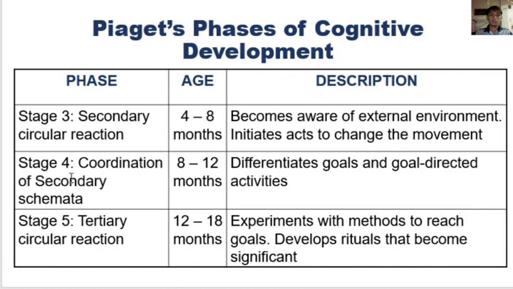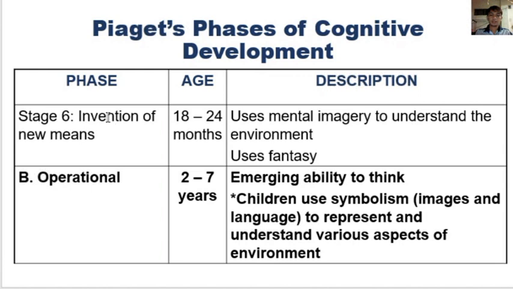Substage 4, coordination of secondary schemata. At 8 to 12 months, they differentiate goals and goal-directed activities. Substage 5, tertiary circular reaction, at 12 to 18 months. They experiment with methods to reach goals, and they develop rituals that become significant. At substage 6, invention of new means, at 18 to 24 months, they use mental imagery to understand the environment, and they use fantasy.